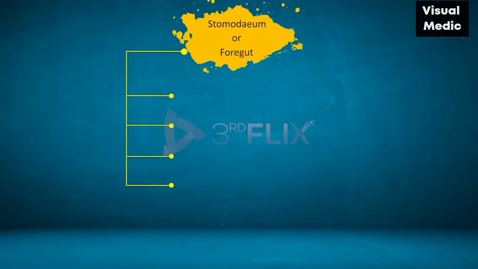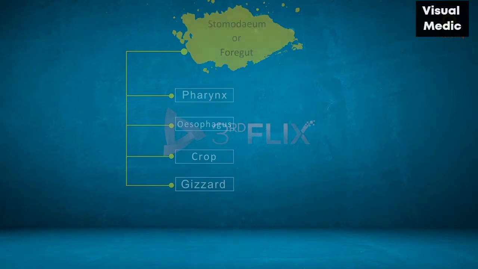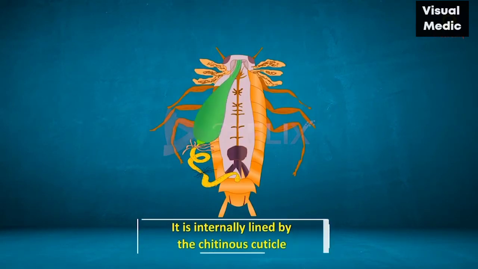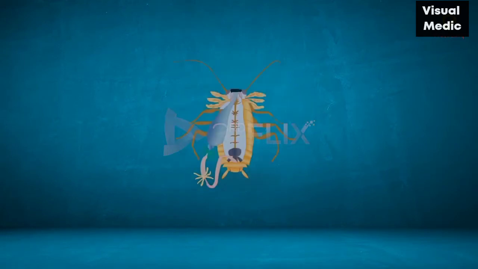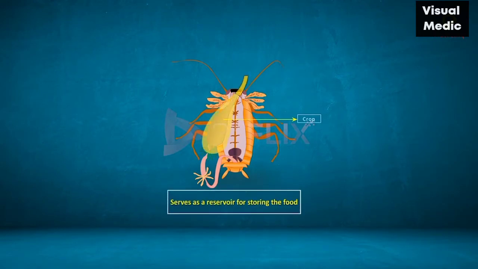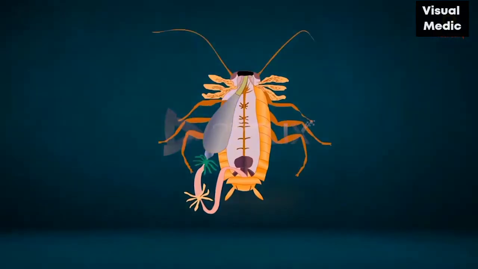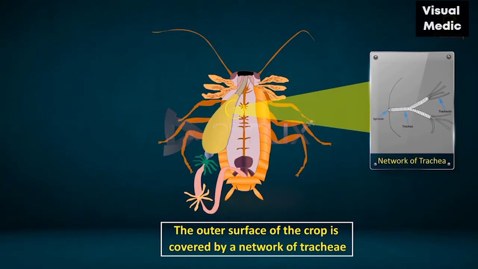Stomodium or foregut. The foregut consists of pharynx, esophagus, crop, and gizzard. It is internally lined by the chitinous cuticle. The mouth opens into the pharynx. Pharynx leads into a narrow tubular esophagus. The esophagus opens into a thin-walled distensible sac called crop. The crop serves as a reservoir for storing the food. The outer surface of the crop is covered by a network of tracheae.